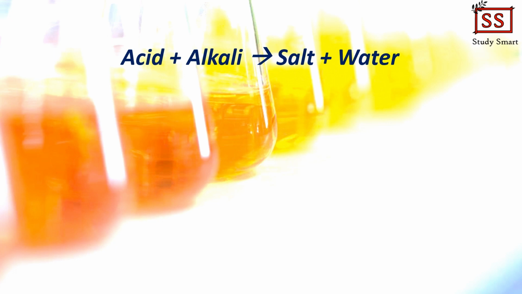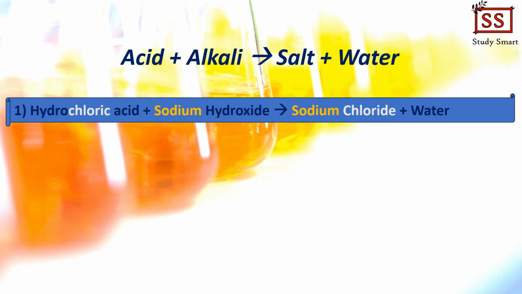Now, let's see the neutralization reaction between specific acid and alkali. You know that acid and alkali, when they mix together, will result in salt and water. But how are we supposed to find out what salt is being produced? Let's see the first example of neutralization reaction. We have hydrochloric acid reacting with sodium hydroxide.